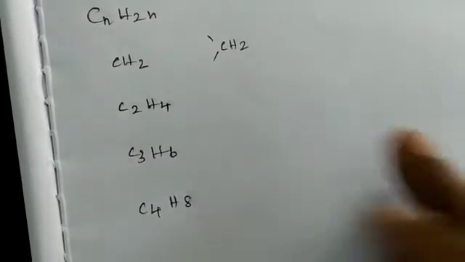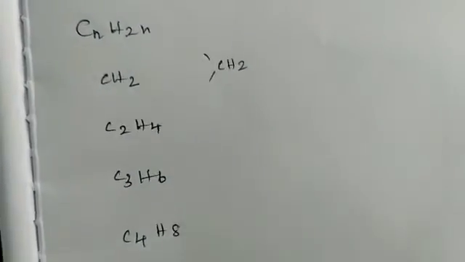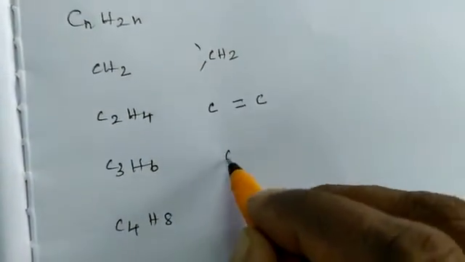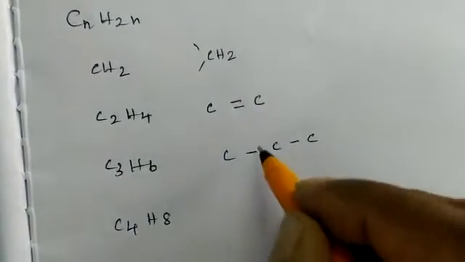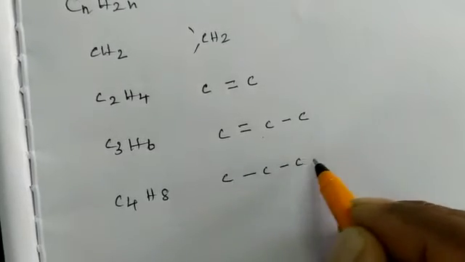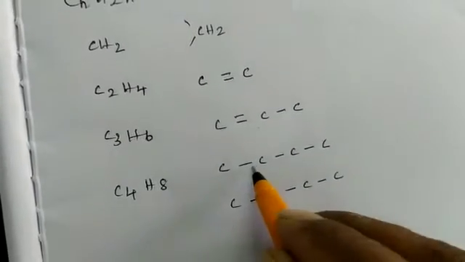Methylene compound is not possible. It is a methylene group, used to name compounds. So CH double bond CH, here 1, 2, 3. The position is 1 and 2. Here also 1 and 2. So put the double bond here. Here, 4 carbon atoms, 1, 2, 3, 4. This is position 1 and 2.